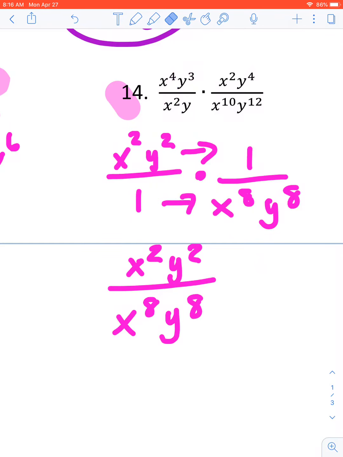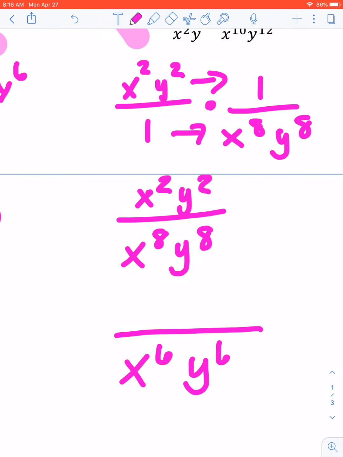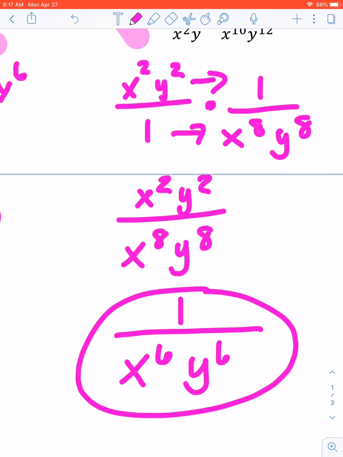Now this problem is a little more intensive because I have a fraction again. So I'm going to go back to my quotient property and ask, where do I have more? Well, I have 2 x's on top and 8 x's on bottom, so I have 6 more x's on bottom. And then I do my y's. I have 2 y's on top and 8 y's on bottom, so I have 6 more y's on bottom. I have nothing in the numerator, so I'm going to put a 1 there, and then I'm done.